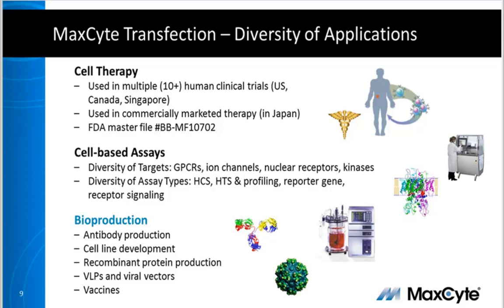Our system is supported by a U.S. FDA master file that's been referenced in multiple clinical trials, including a number of recent studies involving the expression of chimeric antigen receptors in autologous T cells. The expertise that we developed in transfecting challenging primary cells on the clinical side of our business attracted the attention of many pharmaceutical and biotech companies that wanted to express drug targets such as GPCRs, ion channels, and kinases, as well as receptor molecules for cell-based assays.